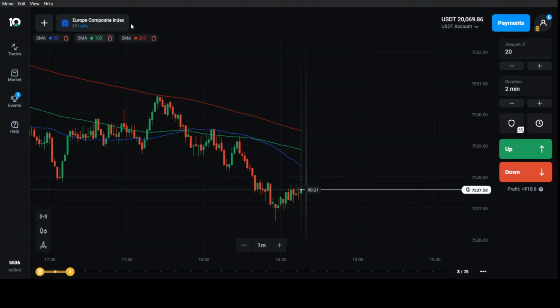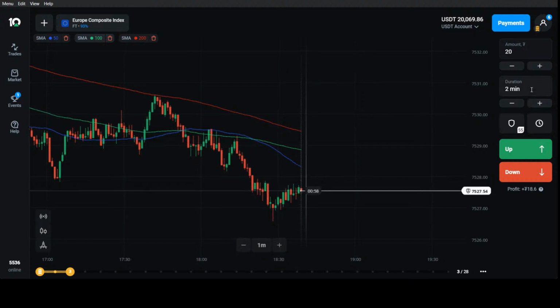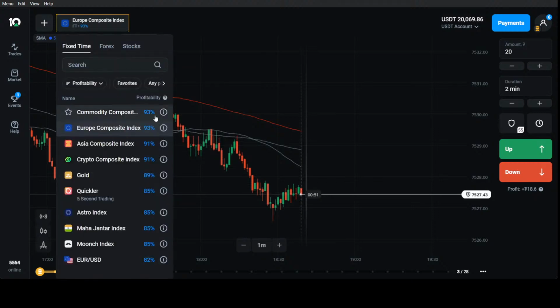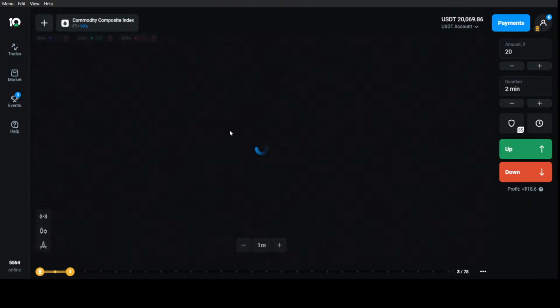Right now, please focus on the screen. I'll explain what settings you need to make to use this Jagtar strategy, and then we will start our session. Right now we see the three lines, but before that, understand that the graph time should be 1 minute. The trade time can be anywhere between 2, 3 or 5 minutes. I prefer 2 minutes, so we will be focusing on that.